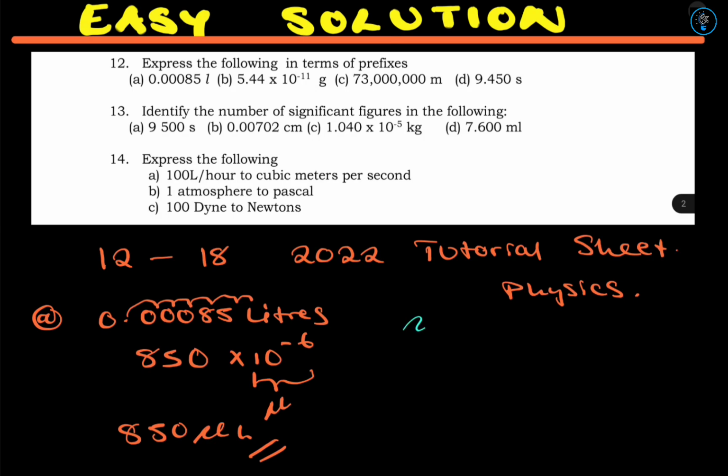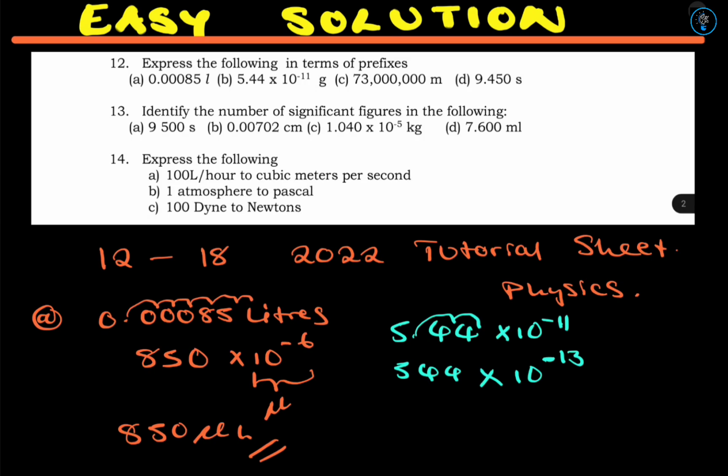Let's do B. We have 5.44 times 10 to the power negative 11. Let's say I want to write it as a whole number. To write it as a whole number, it will be 544, with the point moved 2 steps. Since it's moving to the right, we add the steps it has moved to the exponent. So it will be 11, 12, 13. You are going to have 13 on top.